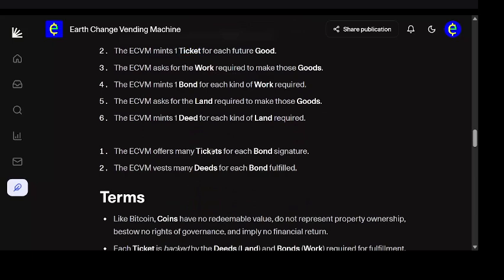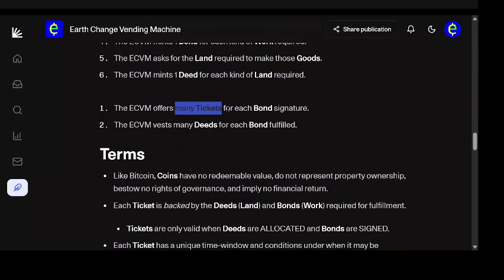Okay, so then it says, if you'll sign a bond, we're going to offer you many tickets for each bond signature. That allows us to solve the simultaneous coincidence of wants problem that barter usually faces.